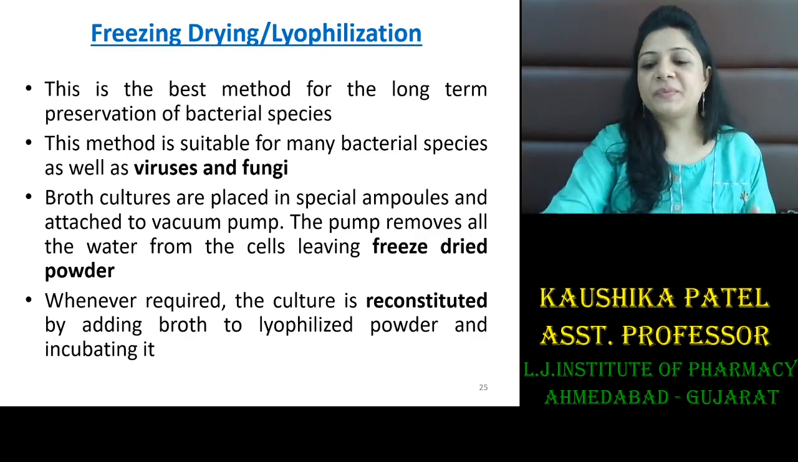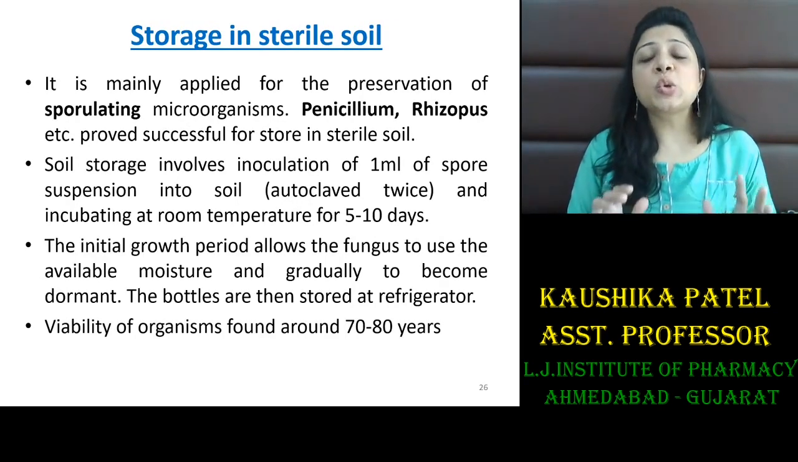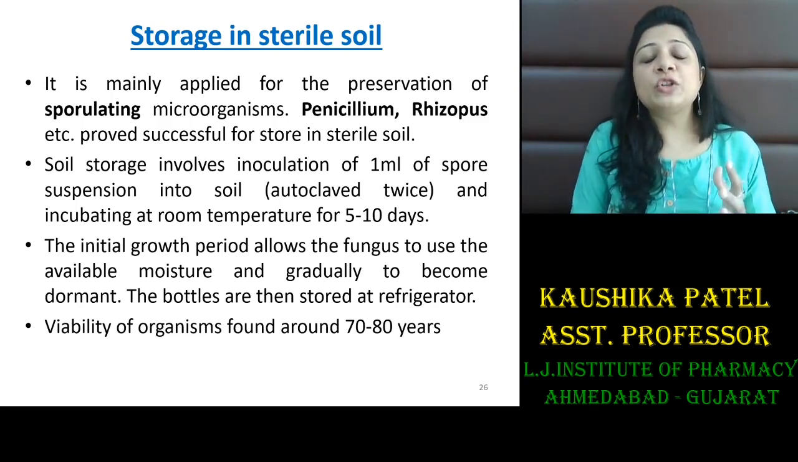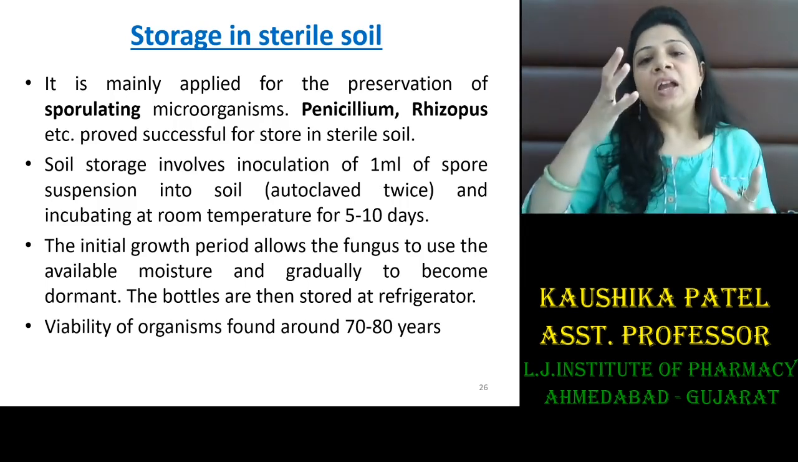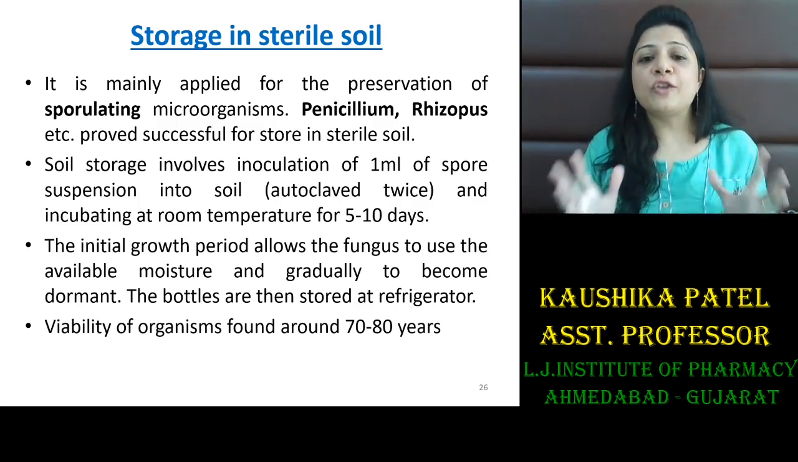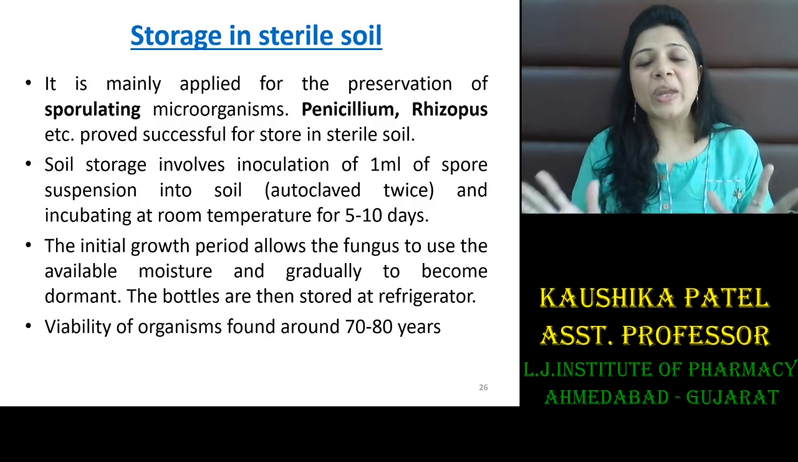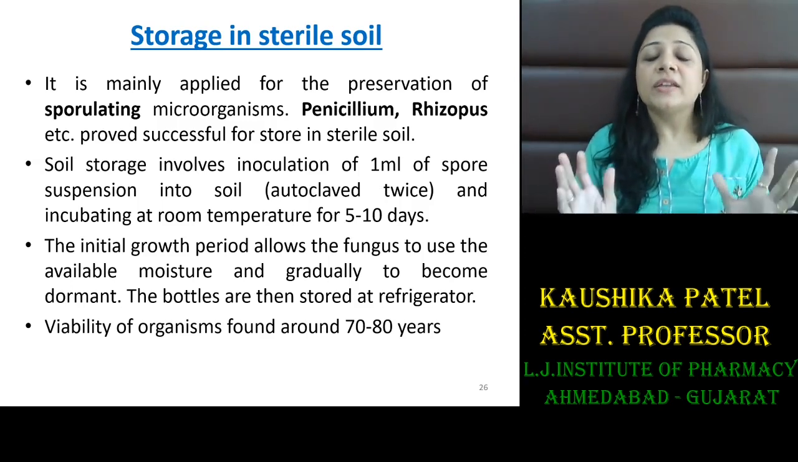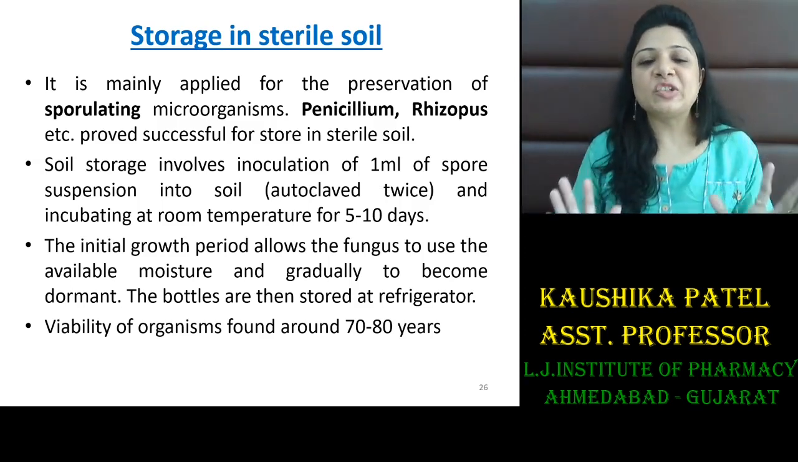Next is the storage in sterile soil. This method is used for the preservation of sporulating bacteria or microorganisms. You have to add 1 ml of the suspension into the sterile soil, and then they can survive for around 70 to 80 years by using this method. This method is very useful, especially for the sporulating microorganisms.